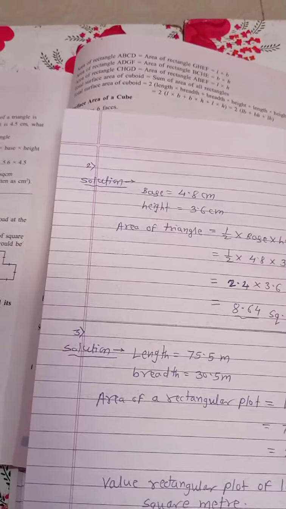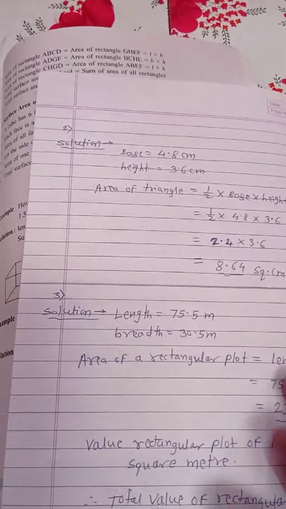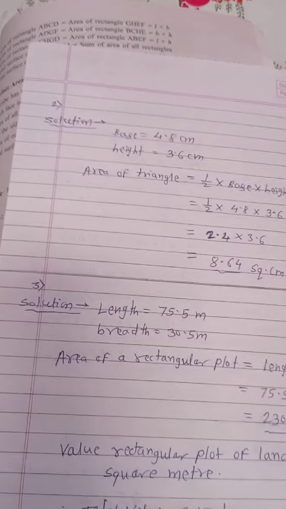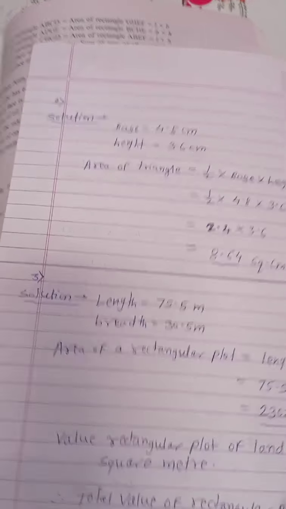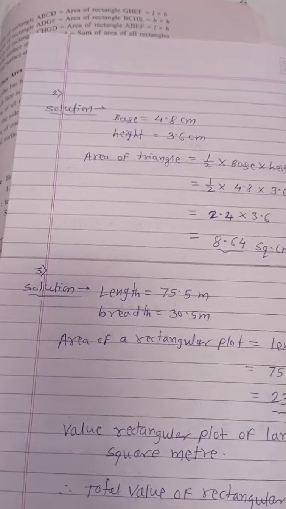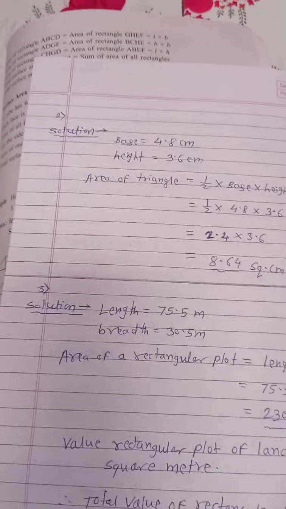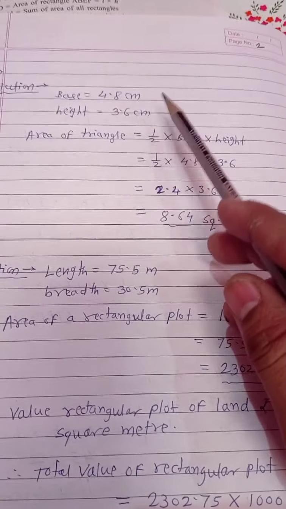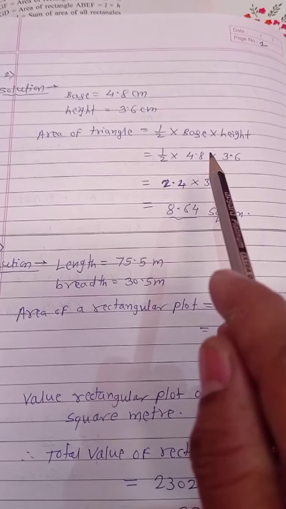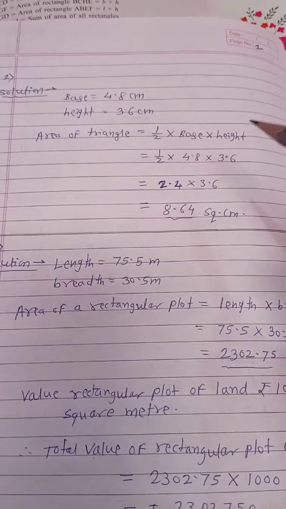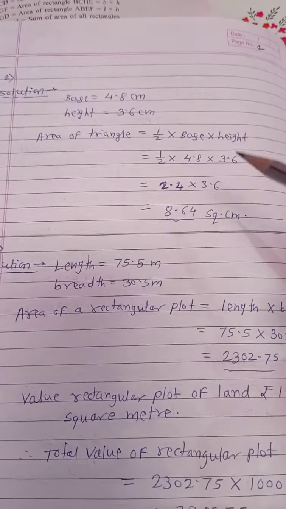In the second question, what is the area of a triangle with a base of 4.8 centimeter and a height of 3.6 centimeter? Here you want to find the area of a triangle, and they have given a base of 4.8 centimeter and a height of 3.6 centimeter. Then how to solve this one? First you write down the given things, then next you write down the formula. The formula is very important. Afterwards you have to put in all these values and do this calculation.